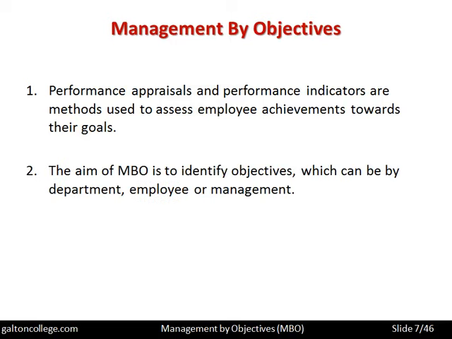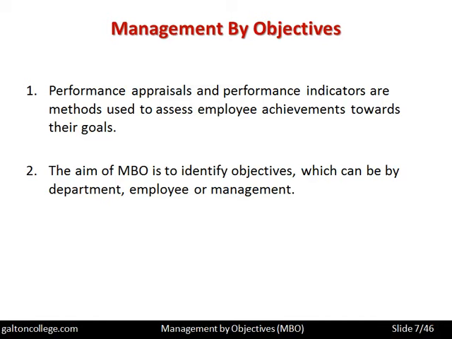The aim of management by objectives is to identify objectives, which can be done by department or by employee or by management itself. So this whole idea of management by objectives permeates the whole organization. The management have a set of objectives that they must achieve. The departments within the business have sets of objectives that they must achieve, and the employees within the departments have sets of objectives that they must achieve as well. So it's, as we'll see later, a cascading system. It moves throughout the organization.